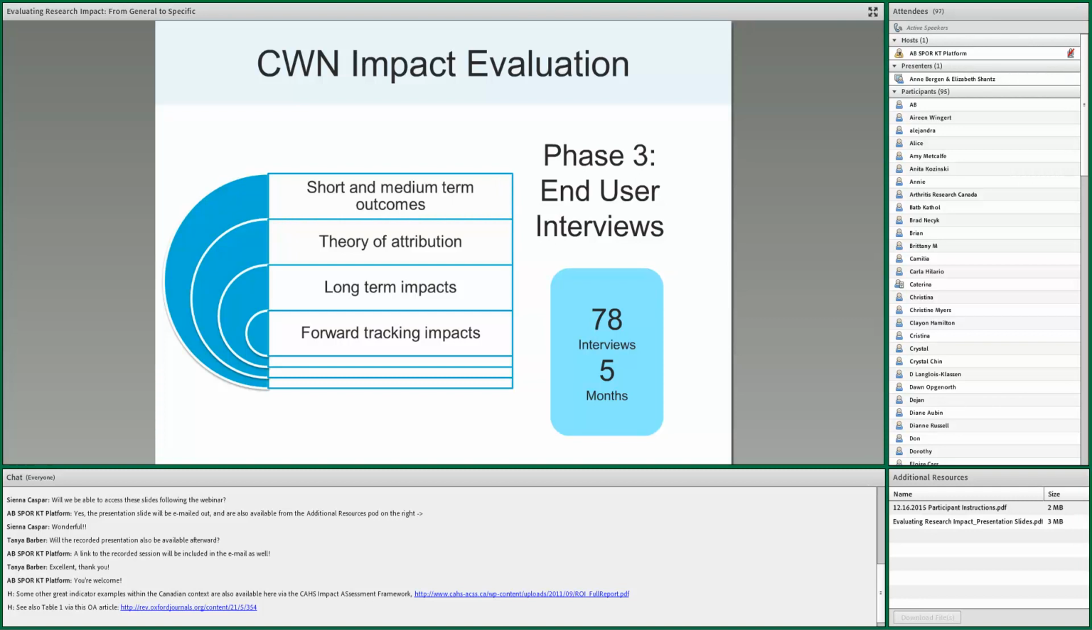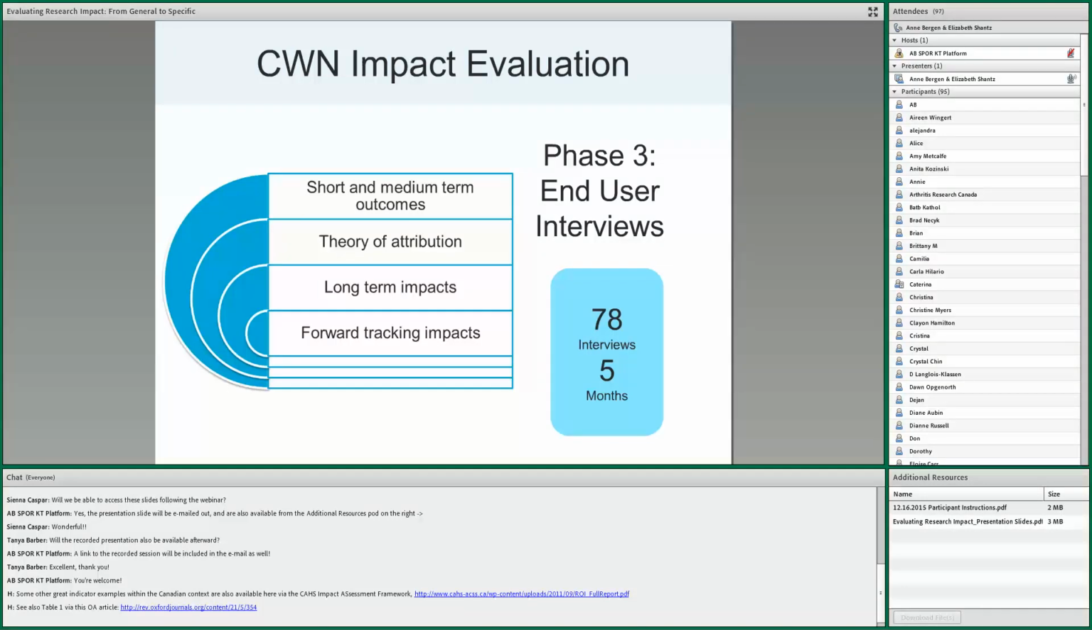And just a few more points about this part of the evaluation. So we did these interviews over the phone, and we recorded the interviews. We then got them transcribed, and we coded the interviews in terms of the Canadian Water Network logic model, so noting what were the short and mid-term outcomes, and then those longer-term impacts where people could speak to them.